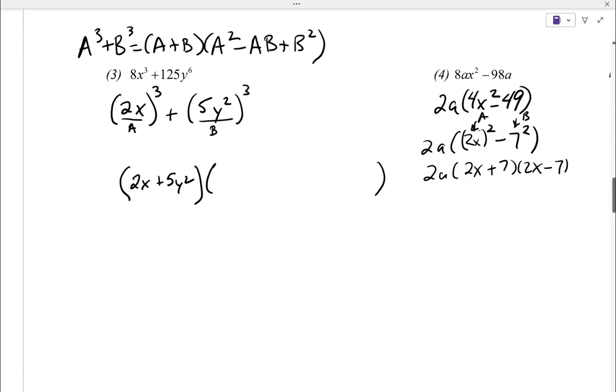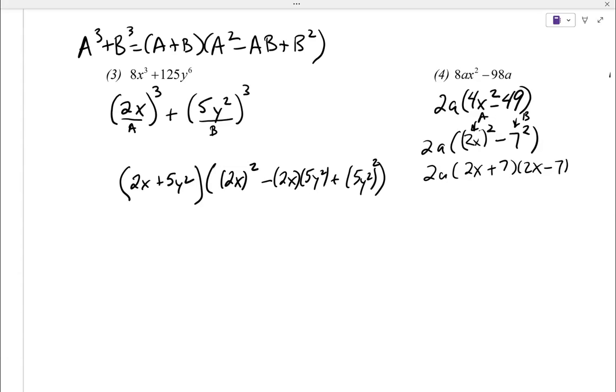What's going to be the first term in the second factor? 2x, the whole thing, squared, right? Is it a plus or a minus for that middle term? Minus. Remember, it's always the opposite sign. Minus what in this case? 2x times 5y squared. Good. Multiply together, right? It's a times the b. And then finally, the last one's going to be 5y squared, the whole thing squared, right?